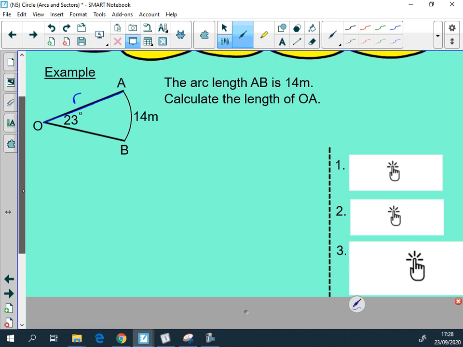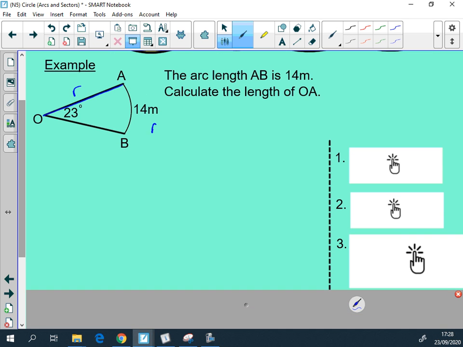Now I start by saying my formula again. So arc length is going to be the angle all over 360 times pi times the diameter. I know that the arc length is 14 meters. I know that the angle is 23 all over 360 times pi times my diameter. Now, I can start to rearrange this. I'm trying to find what my diameter is.